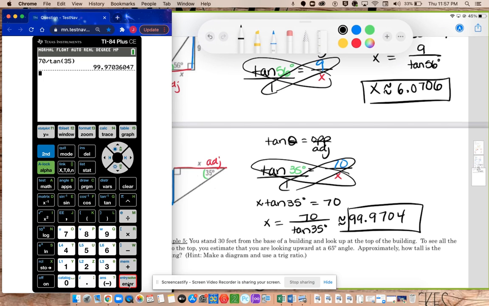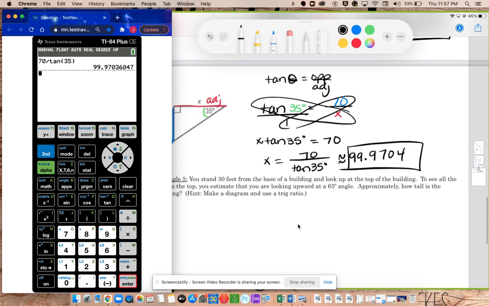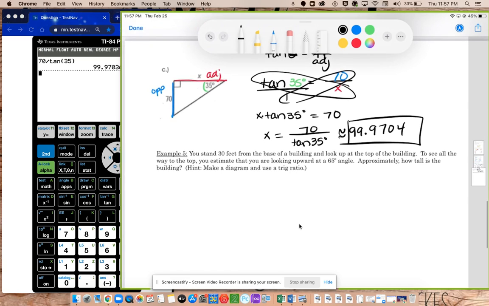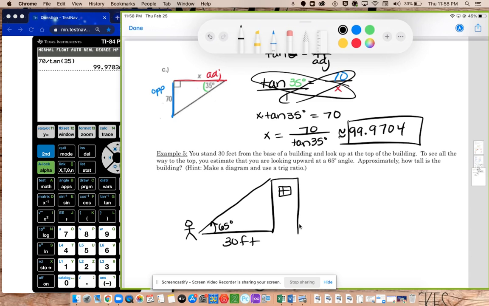Okay. Last but not least, you're going to stand 30 feet away from the base of a building and look up. All right, so always drawing a picture is helpful. Here you are. You are 30 feet away from the base of a building. Here's my building. Okay. You're 30 feet away. You look up to the top of the building and you see all the way to the top, and you're estimating that you're looking up at an angle of 65 degrees. All right, how tall is the building?